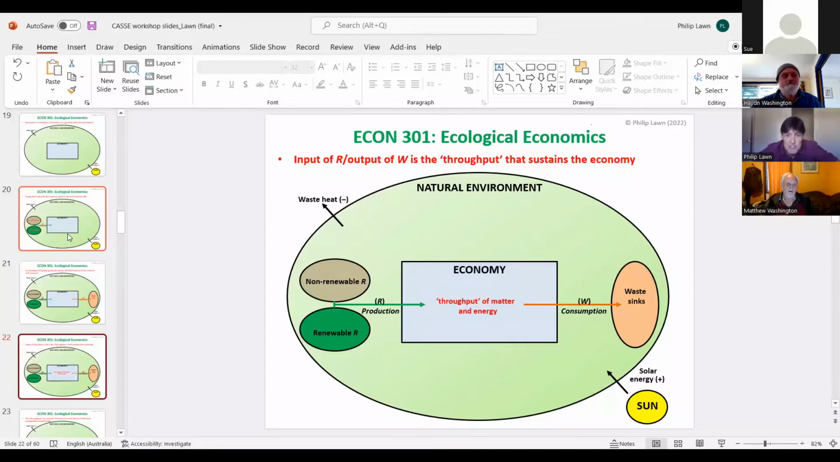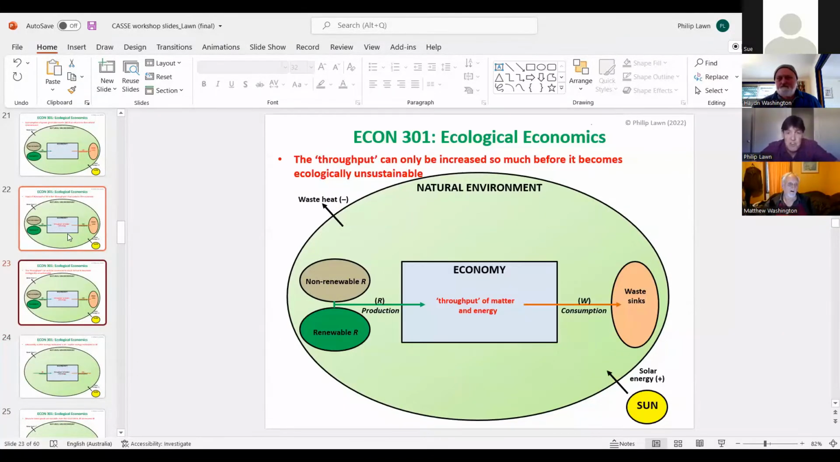This input of resources and output of waste is what can be referred to as the throughput that sustains the economy. So in the same way that you and I have a throughput, we eat food, we drink fluids, we require that in order to exist. And of course, we burn energy as we exist and we undertake activities. And of course, we excrete matter and fluids to be sustained. So has the economy got some sort of metabolic rate? So there's this throughput of matter and energy that's required in order to sustain the economy, even if it's at a steady physical state.